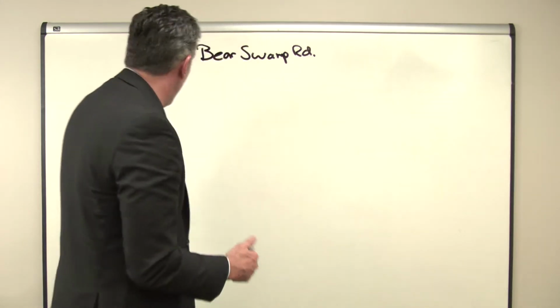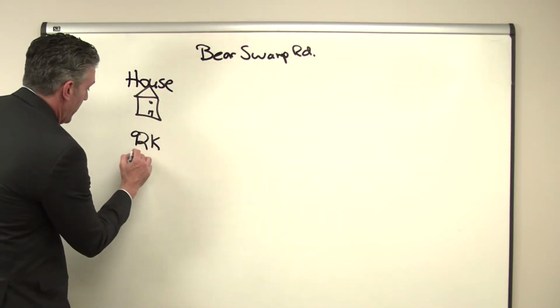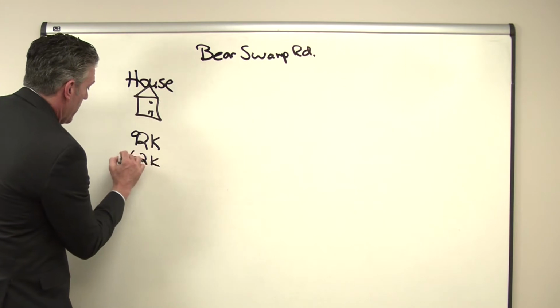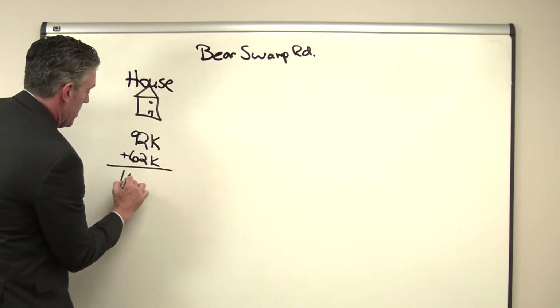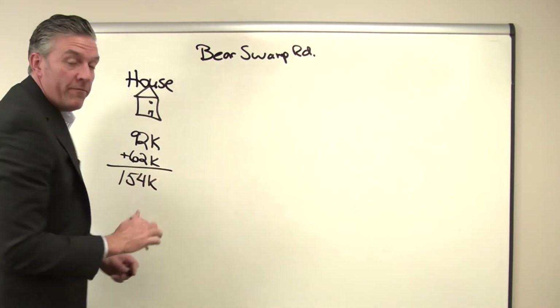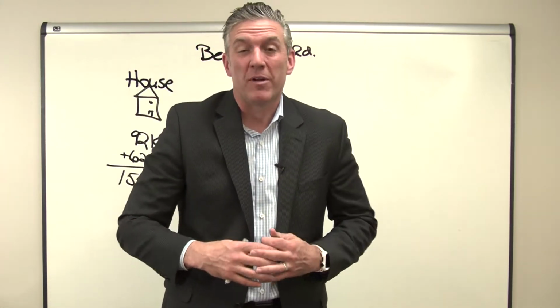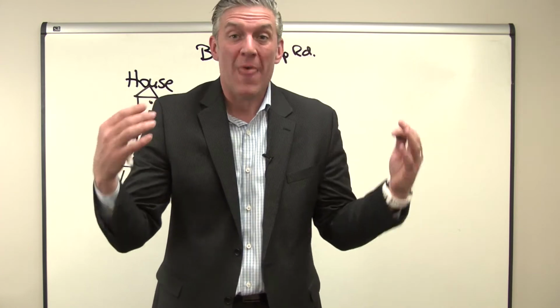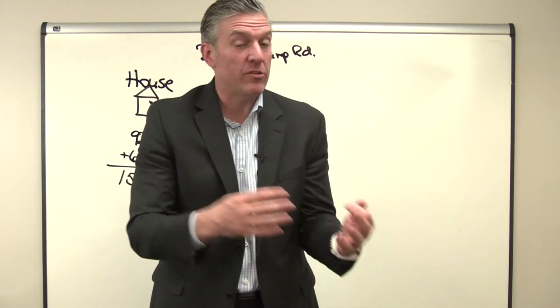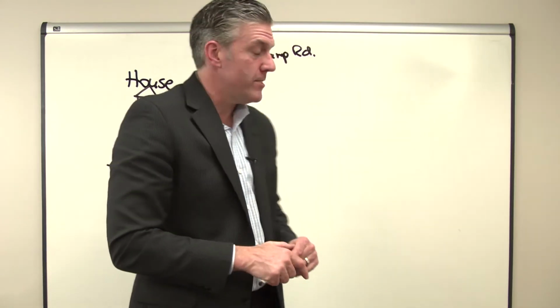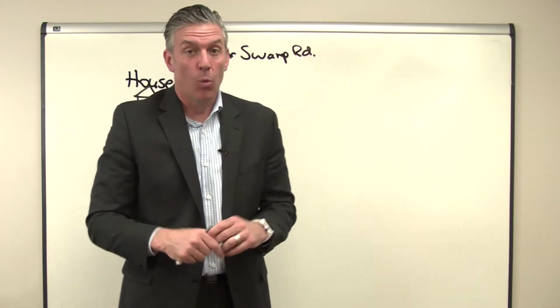We also need the funding for the renovations, and the renovations are another $62,000. So we need a total of $154,000 to buy the property and put in the proper renovations to be able to get maximum value out of it, whether I decide to keep it as a rental or flip it for big profits. Now, I'll tell you, Bear Swamp Road, we're gonna flip it.